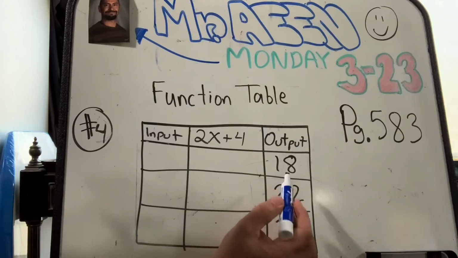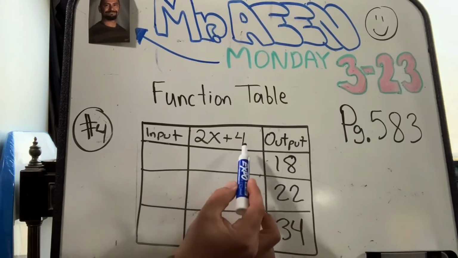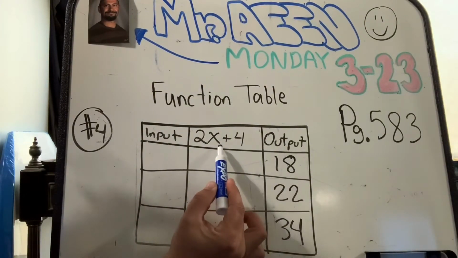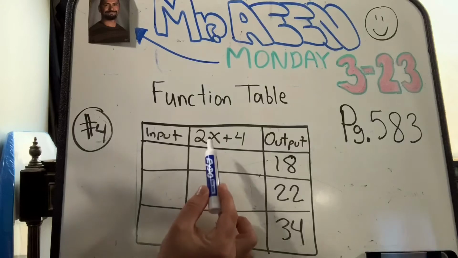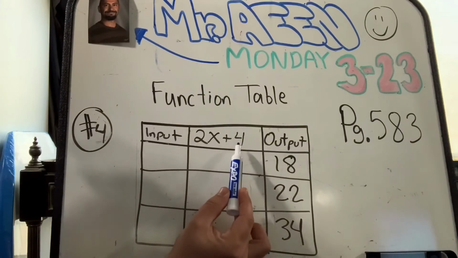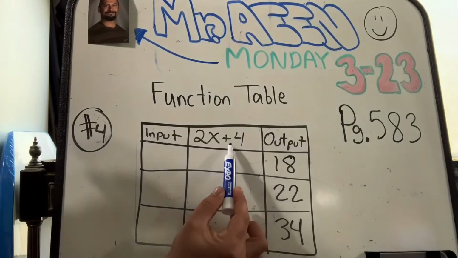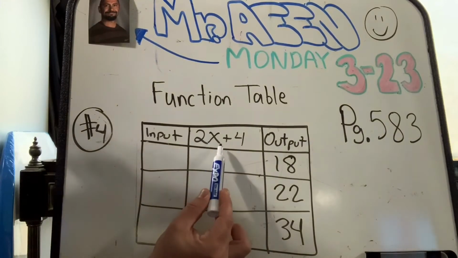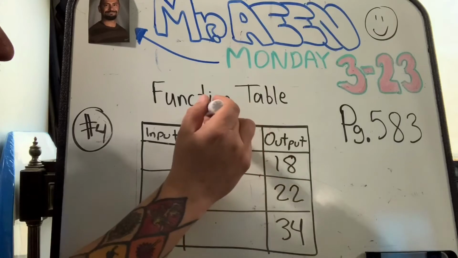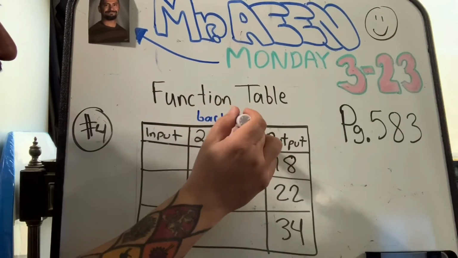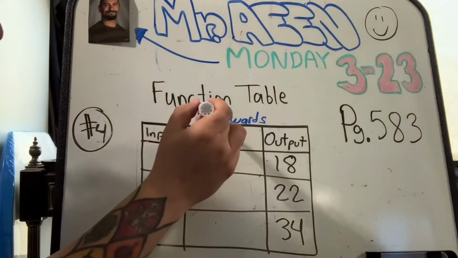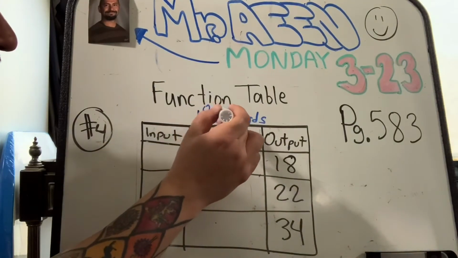So we're going to take 18 and we're going to go through the expression opposite and backwards. So that means instead of multiplying by 2 and adding 4, you're going to subtract 4 and then divide by 2. Okay, so you have to run it backwards. So backwards and opposite or inverse.